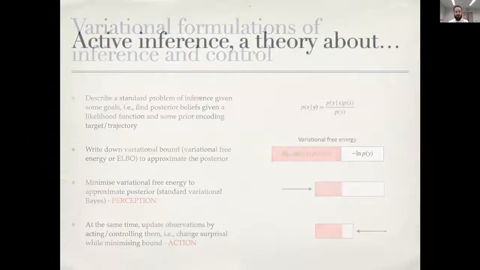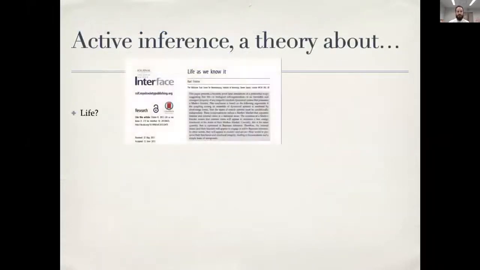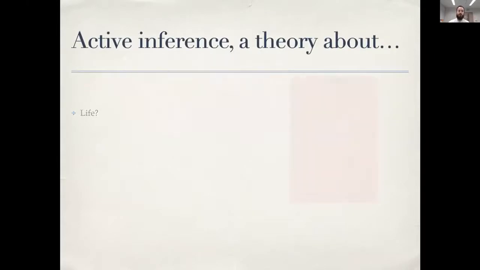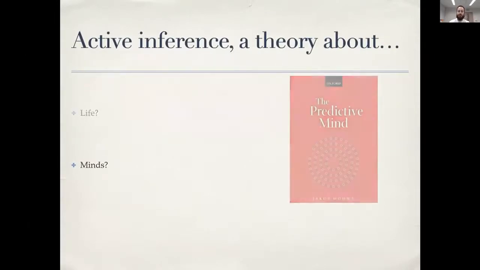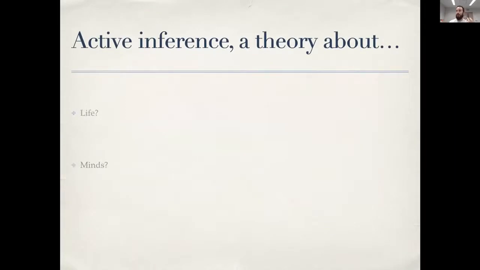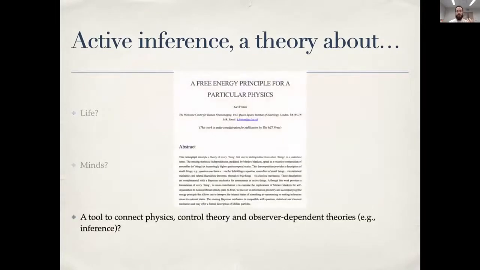Right. So the thing is that this theory has been proposed for theories of life, theories of the mind, and it had also been proposed as simply some sort of mathematical framework that might capture different aspects of theories, as I was proposing just a few slides ago. I'm particularly focused on this last point, with applications to minds.